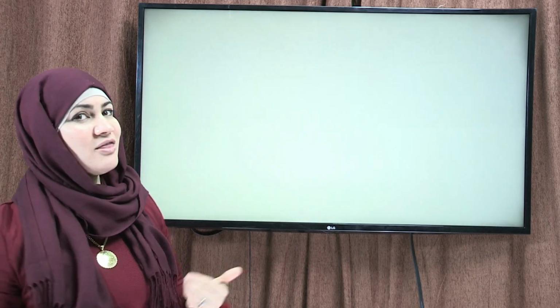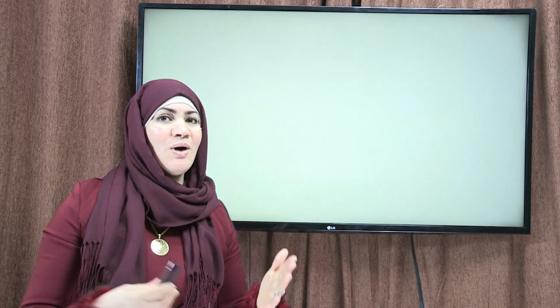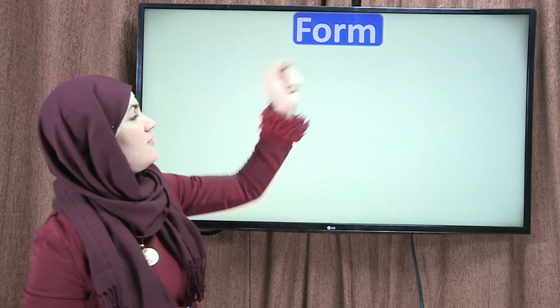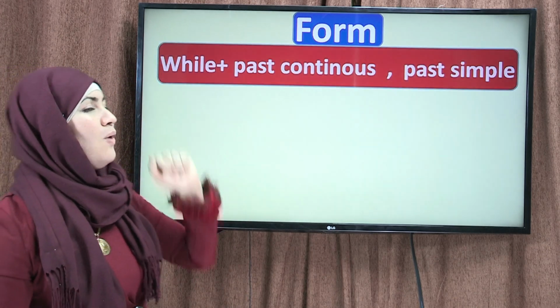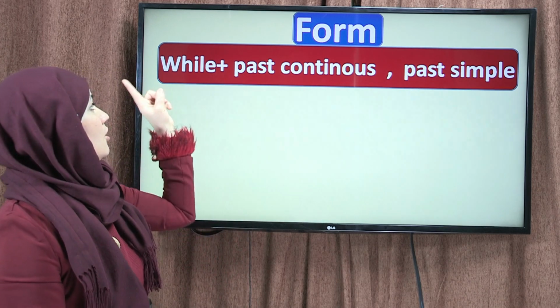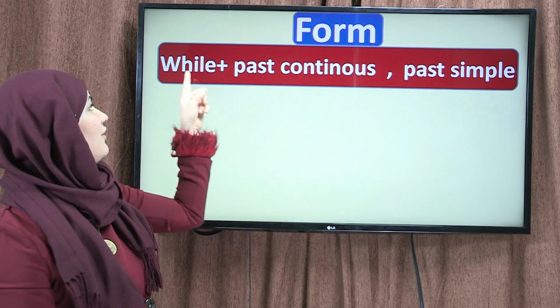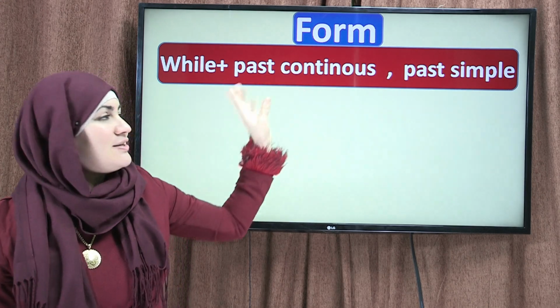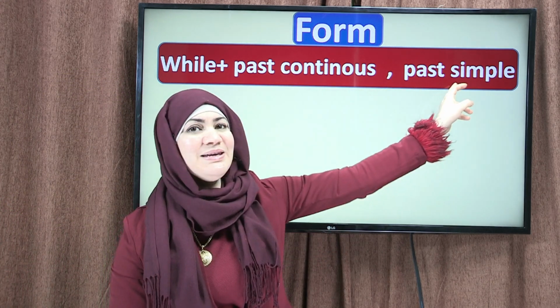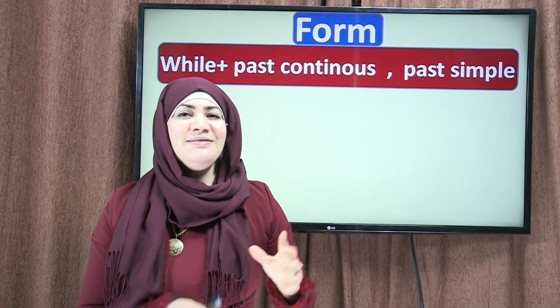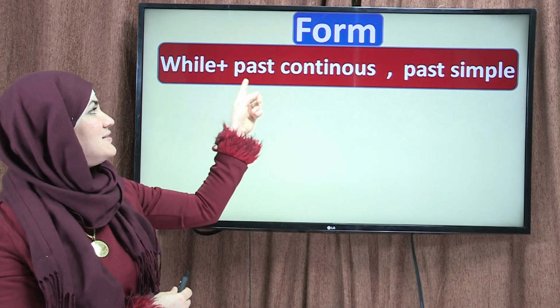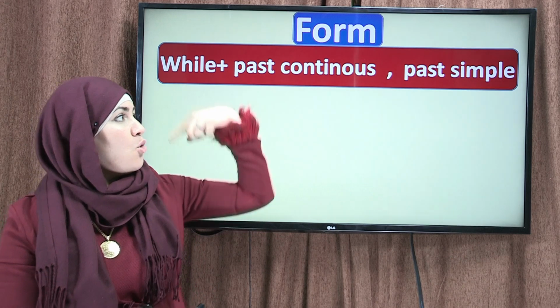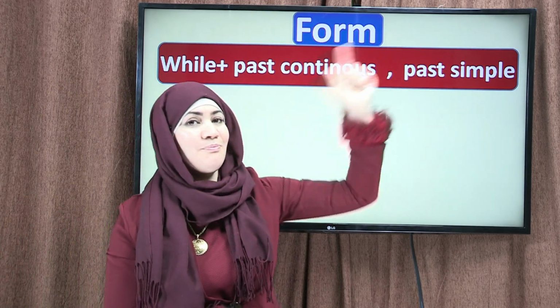Then, let's see together the form of when and while. Using these connectors, we have the form while. We always use after while the tense past continuous, and the second part should be in past simple. دائما بعد while نستعمل الزمن past continuous. والجزء الثاني يكون past simple.